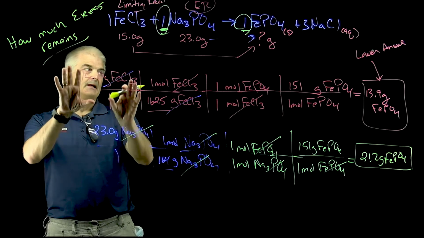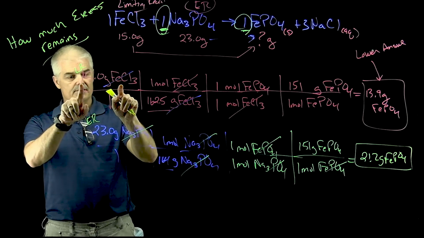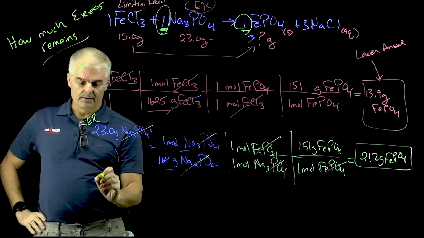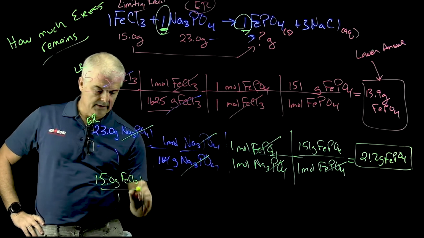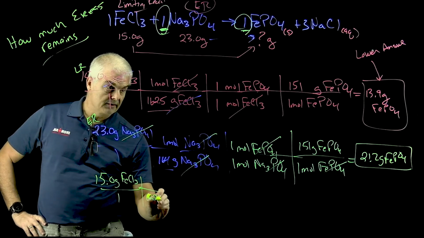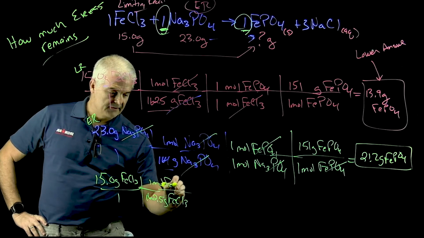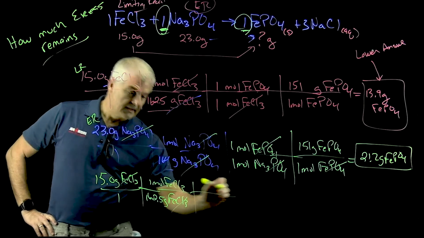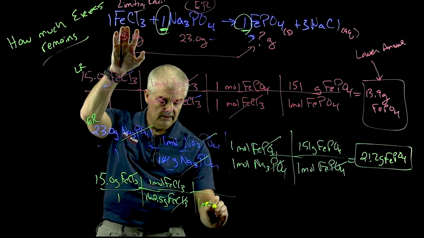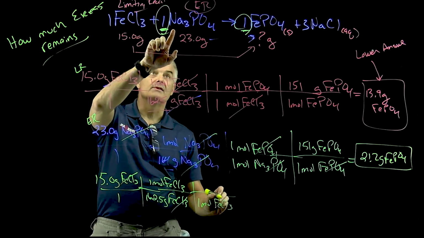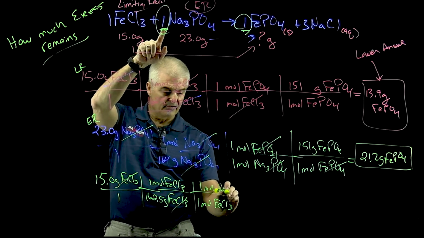I'm going to take the limiting reactant. This is the limiting reactant. This is the excess reactant. I'm going to convert this to this and then subtract. So I'm going to start again. 15 grams of FeCl3. Good news, I know all these numbers already. And I'm going to go 162.5 grams FeCl3 in 1 mole of FeCl3. Grams cancel. Now this is the mole ratio right here, right? We're at the mole to mole. 1 mole FeCl3, but watch this, is equal to 1 mole of Na3PO4.